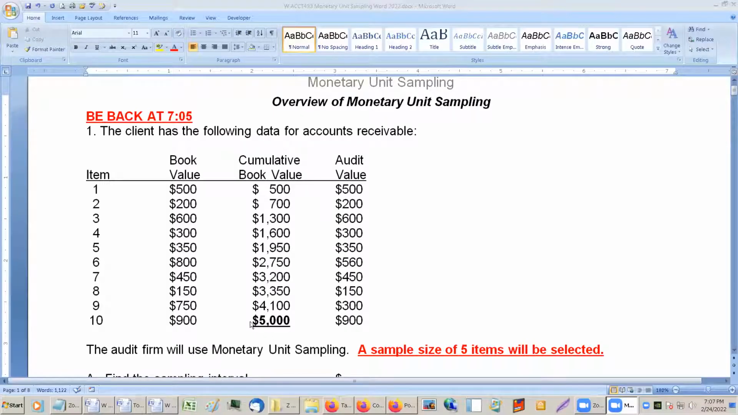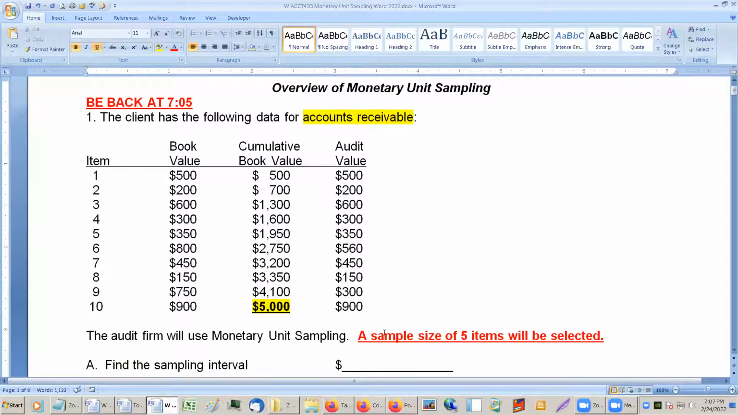Okay, so here we have accounts receivable, and we have 5,000 of the accounts receivable. And we're going to take a sample size of 5 items. So we're going to take 5 items and we're going to break this up into chunks.